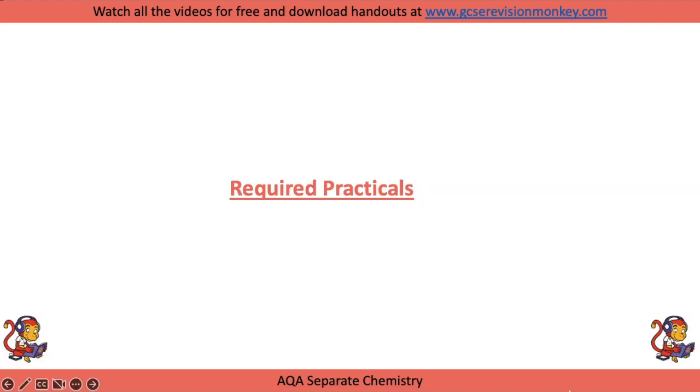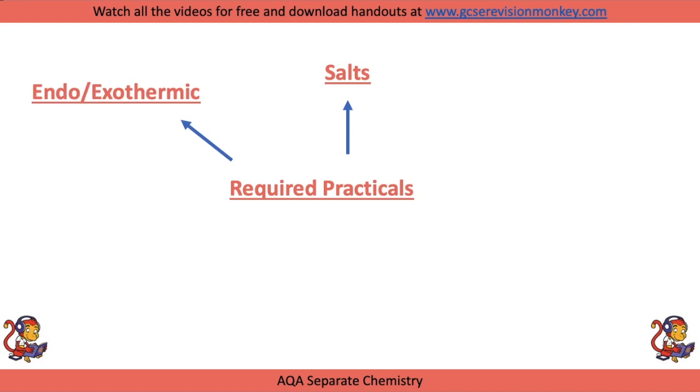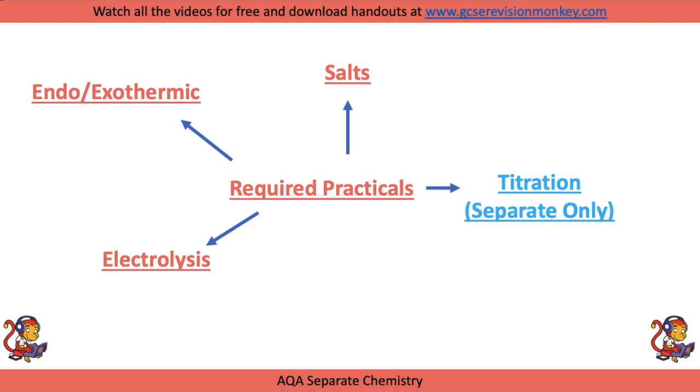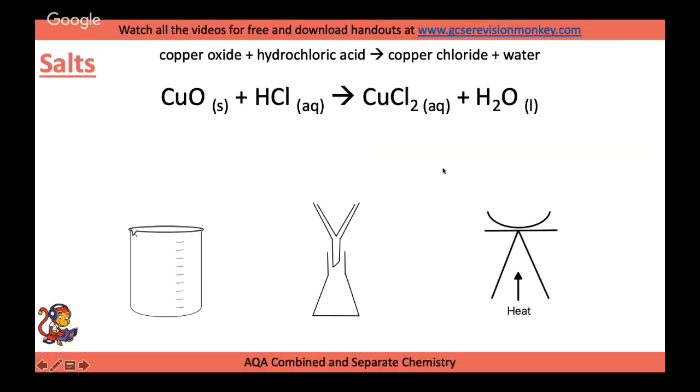The required practicals for separate science are salts, endo and exothermic, and electrolysis, as well as the separate only practical, which is the titration practical, and these will be worth about 15% of your marks in the exam. So let's start off with this one for salts.